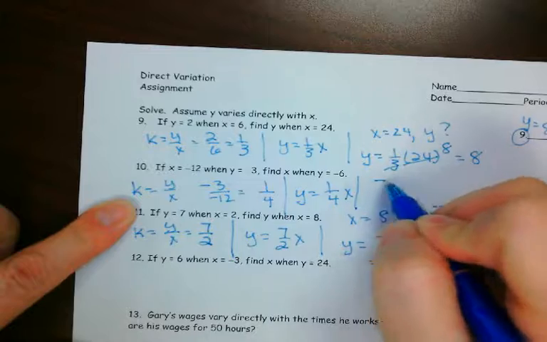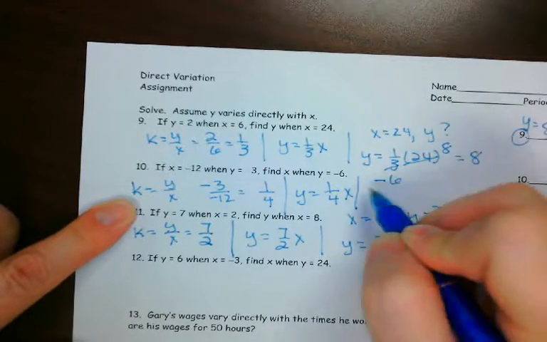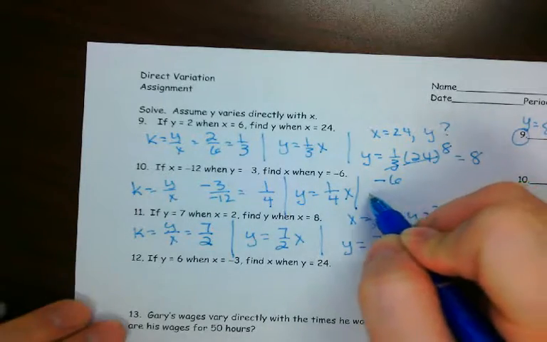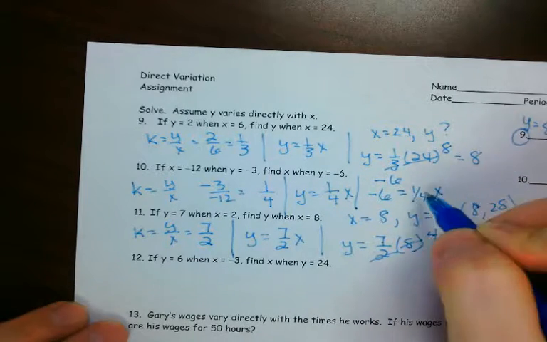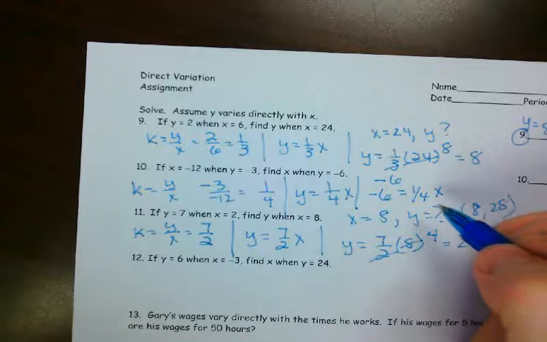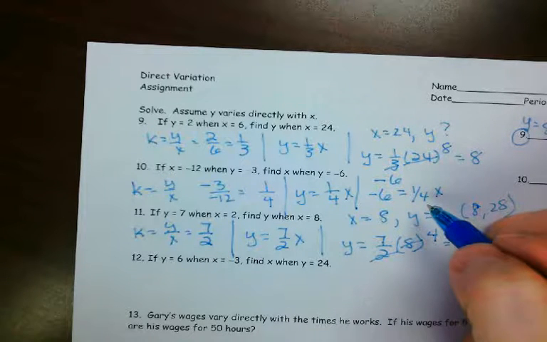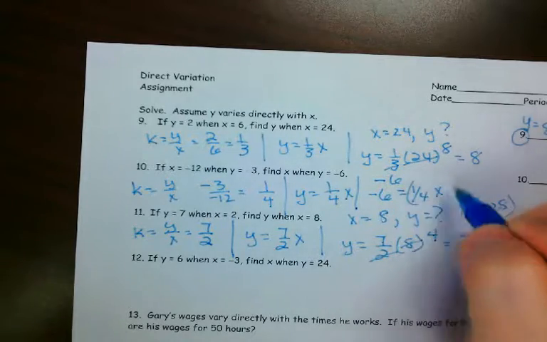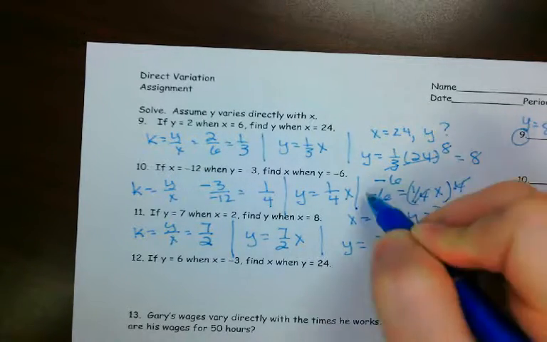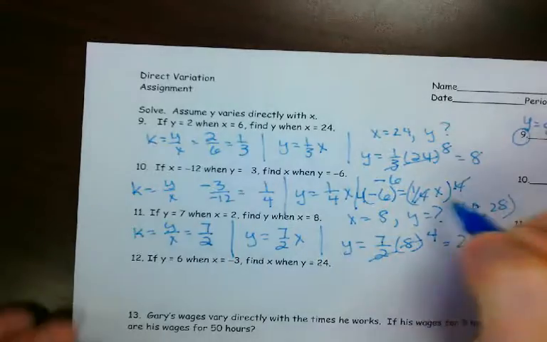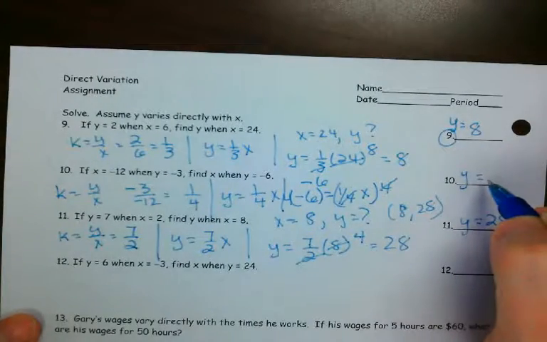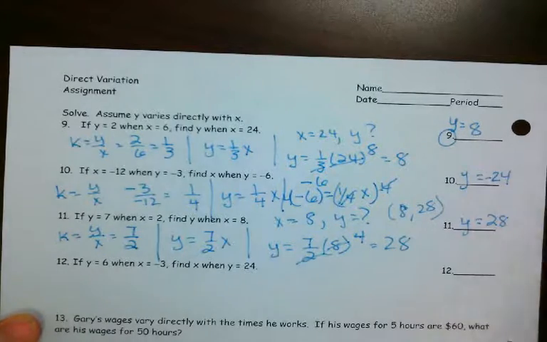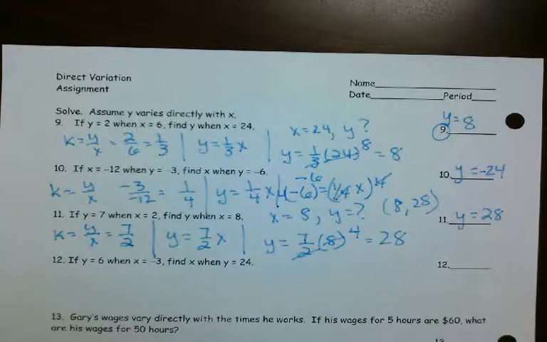And then they want me to find out when y is negative 6. So if y is negative 6, now I have to do it kind of in reverse, right? So it's negative 6 equals 1/4 times x. How do I clear the fraction? How do you clear fractions? We need to multiply this side by 4, right? And they cancel. I have to multiply this side by 4. So my answer for number 10 is negative 24.